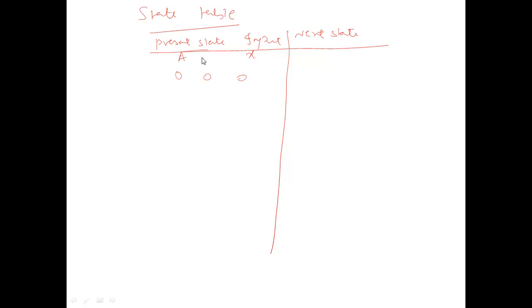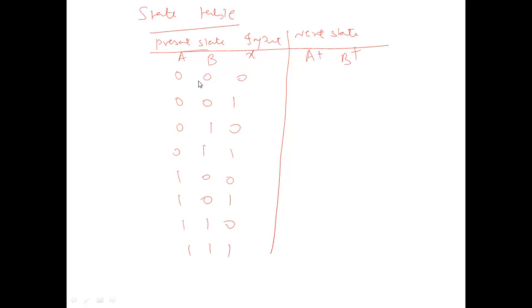You can take 2 flip-flops because there are only 4 states: A flip-flop and B flip-flop. So you can write the sequence 000, 001, 010, 011, 100, 101, 110, 111. Now you can write the next state from the present state and input.